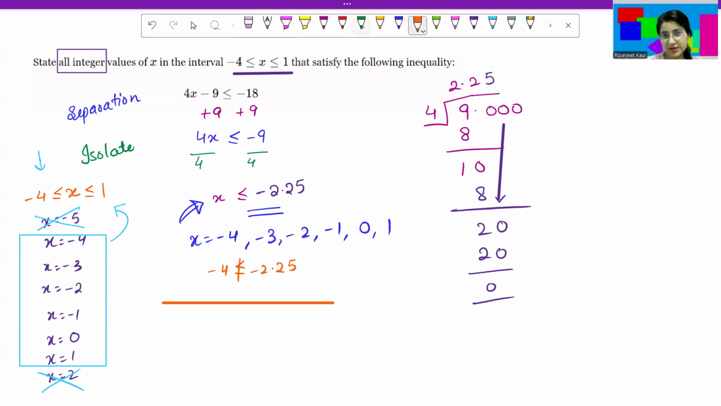Let's plot it on a number line and check. So there is 0, negative 1, negative 2, negative 3, negative 4. Negative 4 is here. Here is negative 2.25, let's say it's somewhere here. Now, what do you think? Negative 4 is less than negative 2.25.